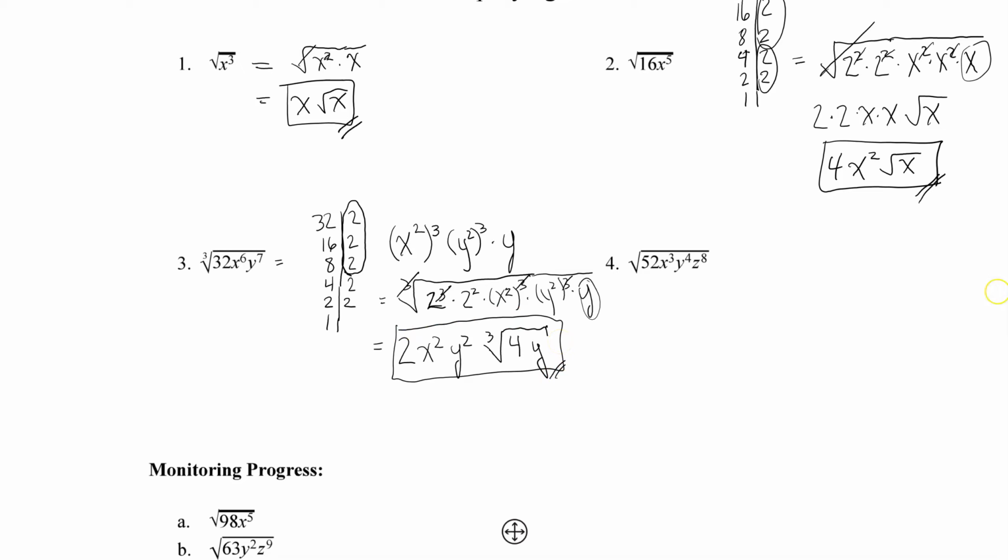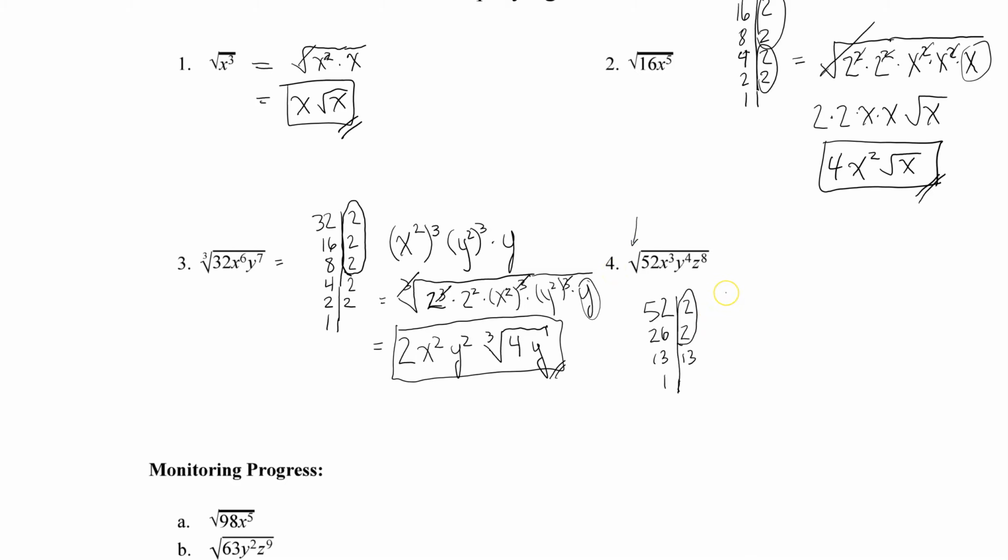Then we've got 52. So let's look at 52 separately. 2 goes into 52 26 times. 2 goes into 26 13 times, and 13 goes into 13 one time because 13 is prime. So we have one pair of 2's. We're looking at a square root. Remember, the index of a square root is 2, even though we don't write it. That's what would be there, is understood.